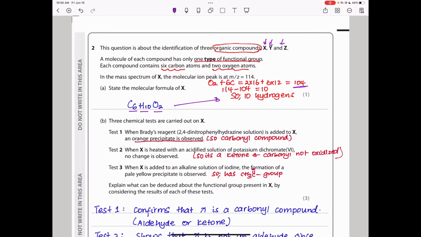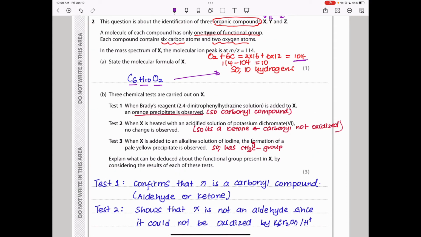This is deduced from that. Again, because they said each of them has 6 carbons and 2 oxygens, it should be 10 hydrogens. The next part says 3 chemical tests are carried out on X. First, Brady's reagent. You guys know Brady's reagent is 2,4-dinitrophenylhydrazine solution. When it's added to X, an orange precipitate is observed. Observation of an orange precipitate with 2,4-dinitrophenylhydrazine means there is a carbonyl compound. That is a confirmation of a carbonyl compound. So X is a carbonyl.